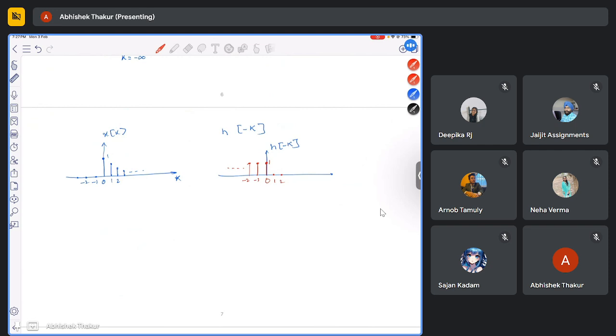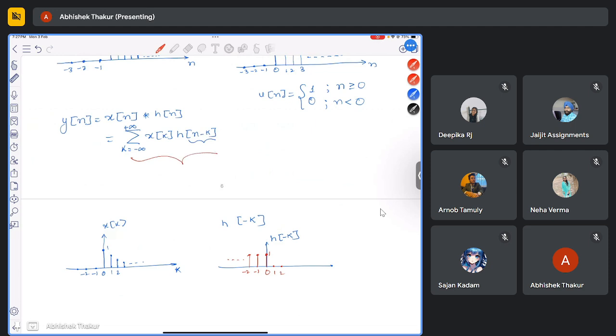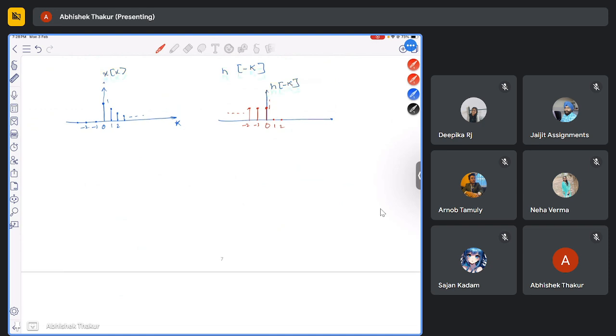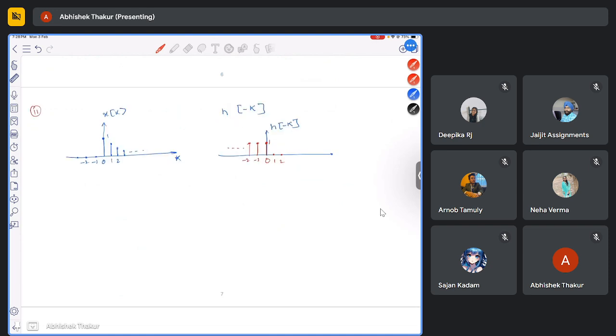Now we have to shift it because our equation is the summation of x of k into h of n minus k. So the next step is shifting. This is the graphical way to find the convolution.